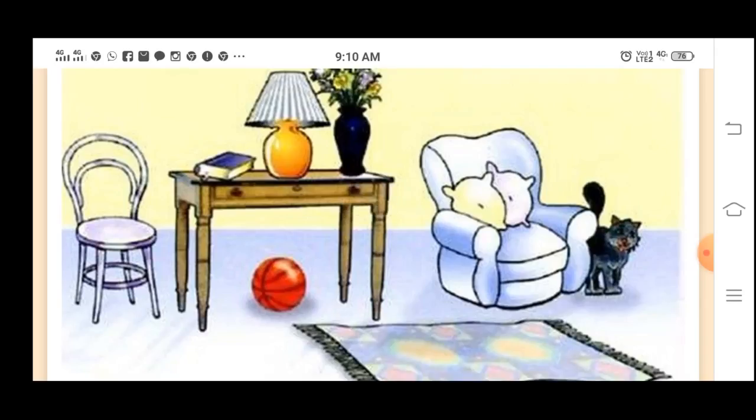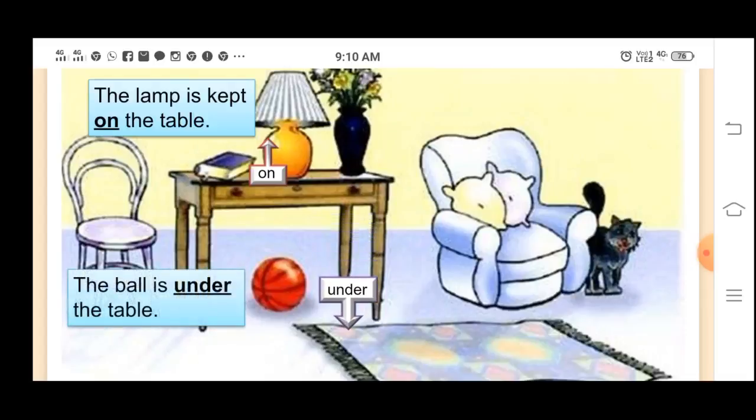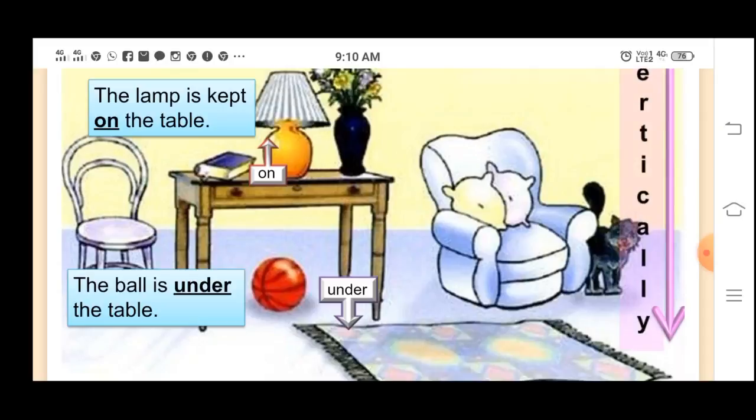Do you know, prepositions also show the relative position of objects vertically or horizontally. For example, look at the picture. The lamp is kept on the table. The ball is under the table. In the above sentences, the prepositions on and under show the relative position of the object vertically.